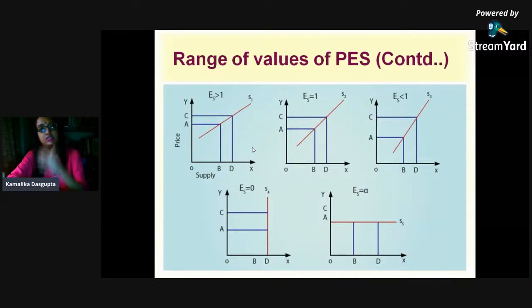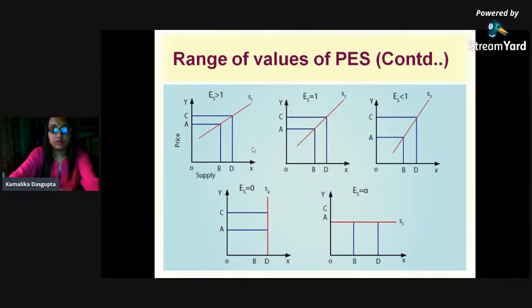ES greater than 1 means what? Your percentage change in price is less than your percentage change in quantity supplied. So you can see that here price changes by a slight amount, but quantity of supply changes by a greater amount. So your numerator is greater than the denominator. So obviously the ratio is greater than 1. So that is why price elasticity of supply is greater than 1. And as a result, what happens? The supply curve becomes flatter.